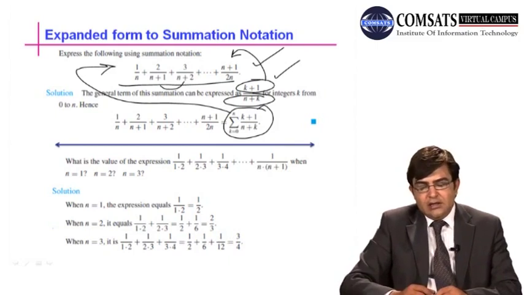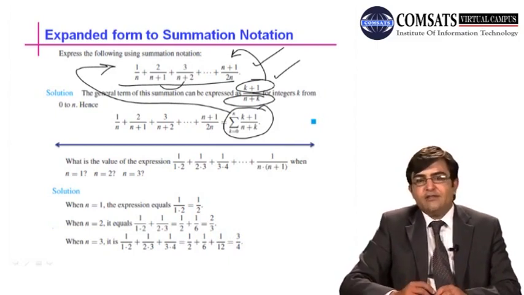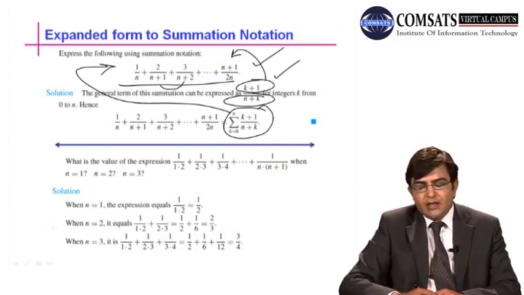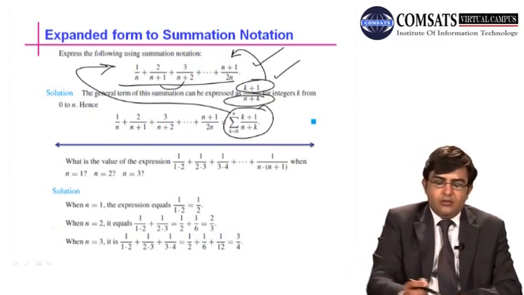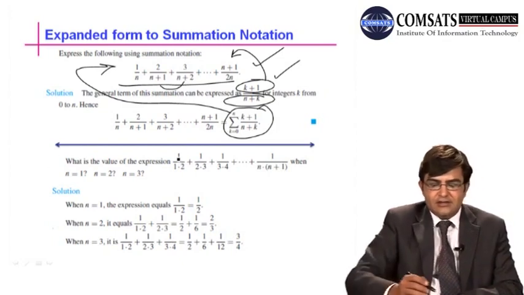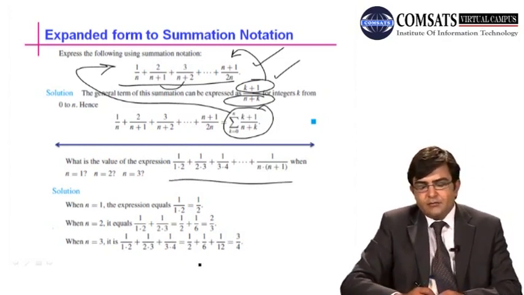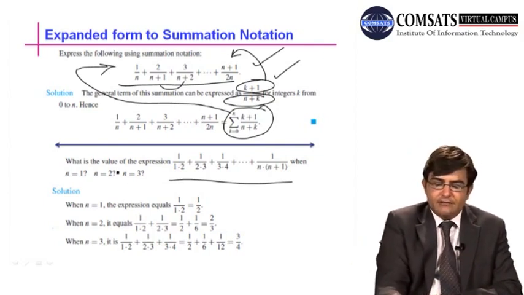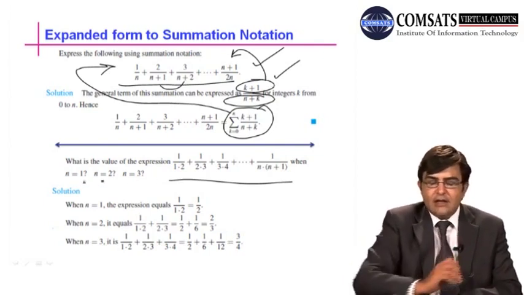This all again involves your personal observation, how you write the general term, how you decide the variation of k. It can vary also. Now we have to write this expression into the summation notation. Now this is basically what is the value of this expression when n is equal to 1, n is equal to 2, when n is equal to 3.